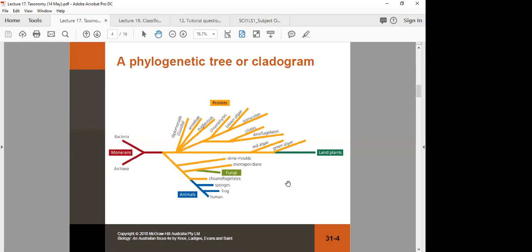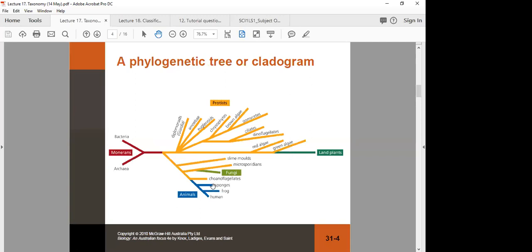So the way that we interpret this is to look at how close the branches are to each other. So if we look at this one here, this branch representing the land plants, the closest branch to this one is the green algae. So of course the green algae are said to be the closest relatives to the land plants because of the proximity of those branches to each other.